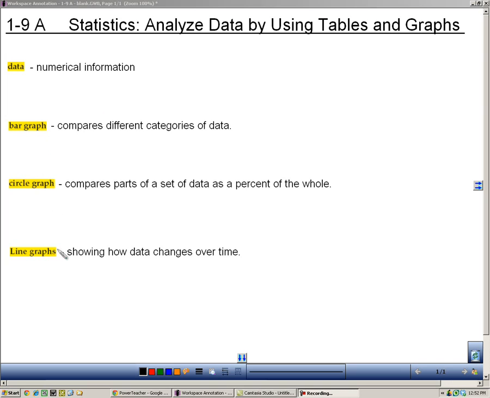There are three kinds of graphs that we're going to look at. The first one is a bar graph, and a bar graph compares different categories of data. So if you break data into categories, that's a bar graph. A circle graph is the second one, and that compares parts of a set of data as a percent of a whole. So it's a circle, or sometimes called a pie graph, and you use that for percents. And then a line graph is a graph that shows how data changes over time. So if you want to compare things that change, you're going to use a line graph.